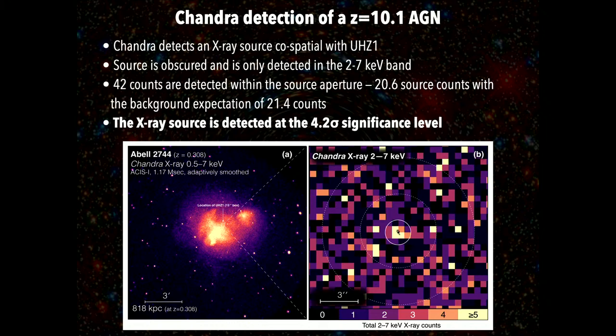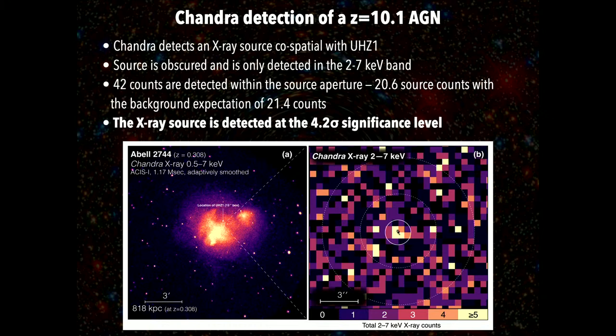So this is Abell 2744, okay, a merging cluster. It looks much more exciting than in the JWST images. I hope you agree with me. And here is UHZ1. If you zoom in, it's the same image. So you see this couple of pixels, and this couple of pixels include 42 X-ray counts. When we talk about X-rays, we can actually count every single photon.